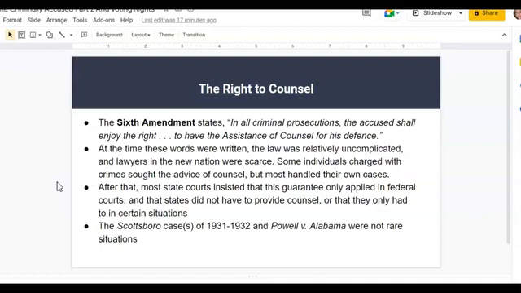So we kind of operated like a patchwork quilt for a while, even though now, obviously, in 2022, we'll get to the point where we explain that in state proceedings and federal proceedings, if you don't have the money, you have to be provided with an attorney for any crime that could land you in jail. But it took us a while to get there.